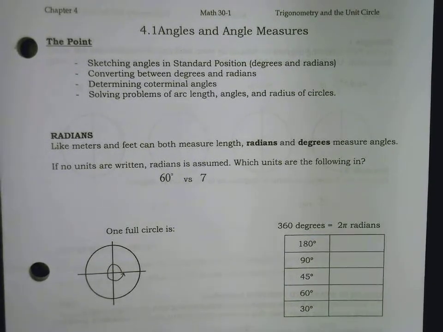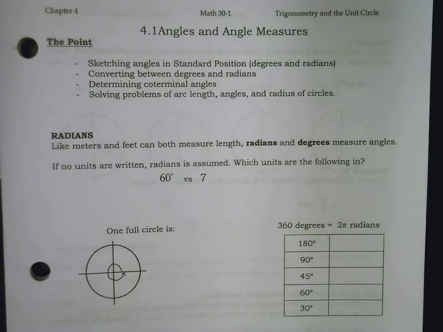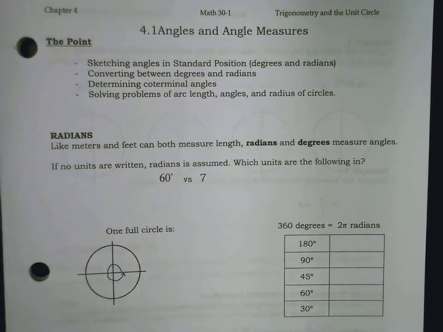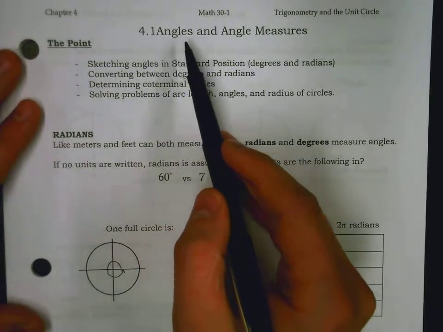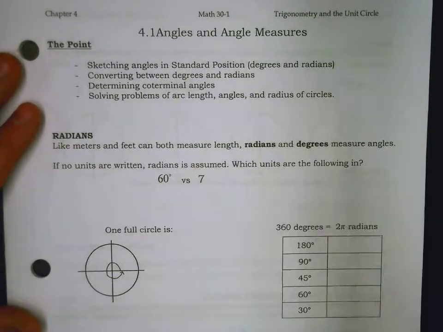Good day, Math 30-1s. We are starting a brand new unit today, this one called trigonometry, and this unit is going to take this triangular trigonometry and build on the circular trigonometry that was introduced in grade 11 and take it to a whole new level. What we are talking about in chapter 4 to start is angles and angle measures.